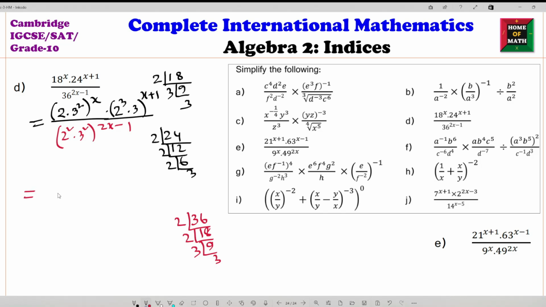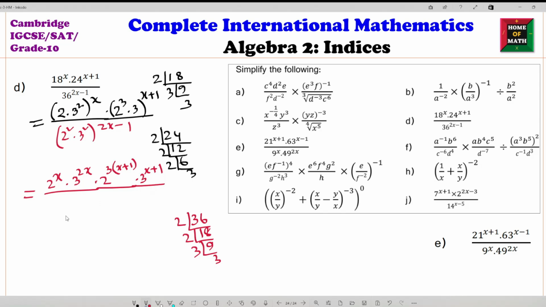Okay, now 2 to the power x times 3 to the power 2x times 2 to the power 3 times x plus 1, then 3 to the power x plus 1.